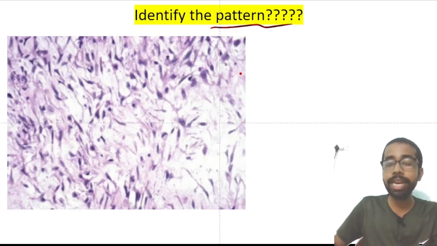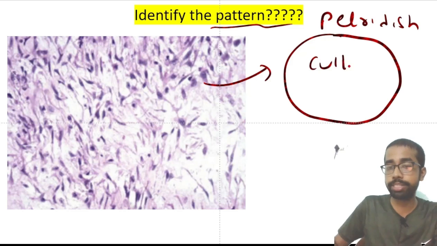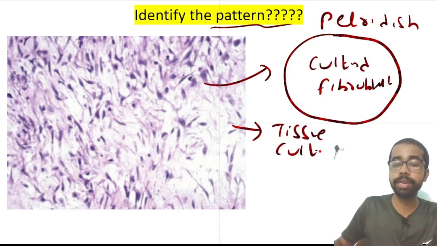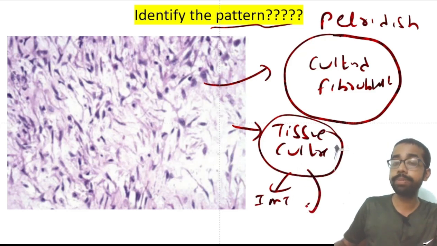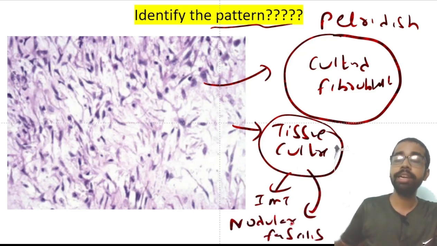What about this pattern? Another pattern. It looks like it is in a petri dish. Hope you remember, in a petri dish you are seeing the cultured fibroblasts. Now you can tell me which pattern I am asking about. Yes, it is nothing but a tissue culture-like pattern, right? Where are you getting this pattern? Any tumor with a tissue culture-like pattern. You can get it in inflammatory myofibroblastic tumor, whereas in case of nodular fasciitis, the myofibroblasts will have a tissue culture-like pattern.